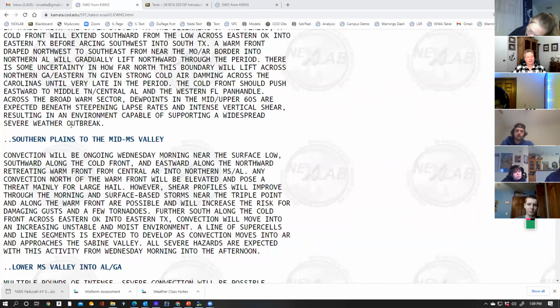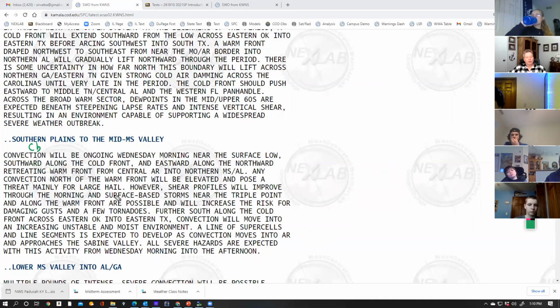It says convection will be ongoing. So convection refers to thunderstorms, CBs, cumulonimbus, will be ongoing Wednesday morning near the surface low and along the cold front. That's the lift. We talked about some elevated storms for large hail.